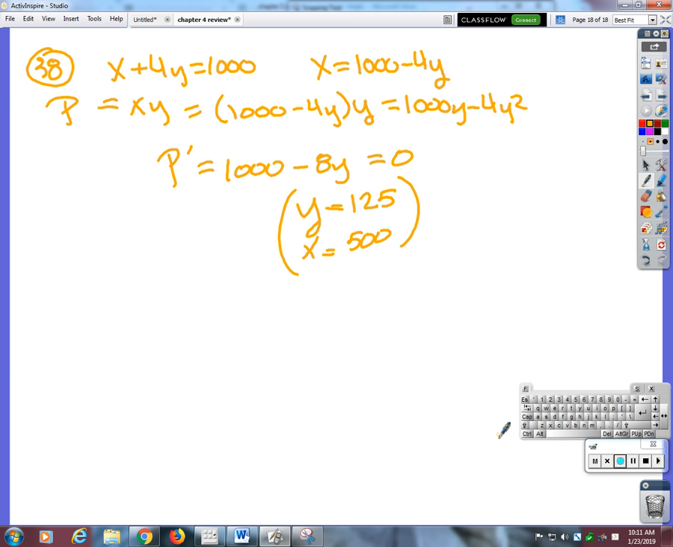I took this first equation and solved it for x, and then took the x and plugged it into there. Yep. 125.